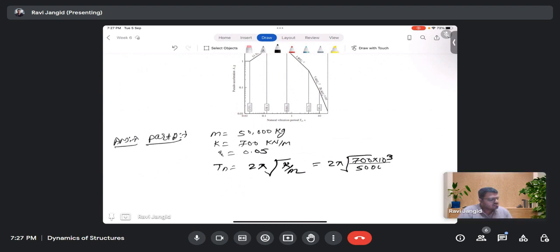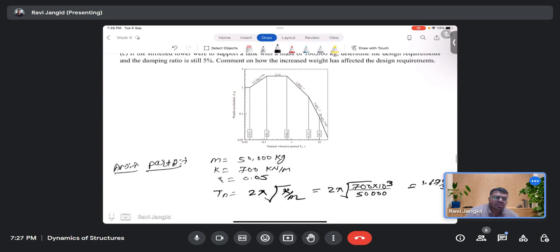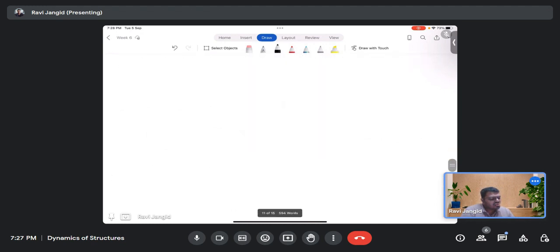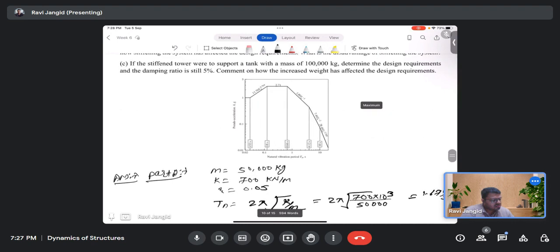1.679. So that is coming out to be 1.679 seconds. So corresponding to the 1.679, what should be our x from this? What is our a? So I think it is not visible to you.